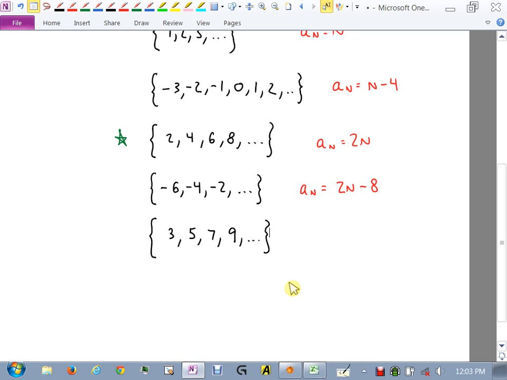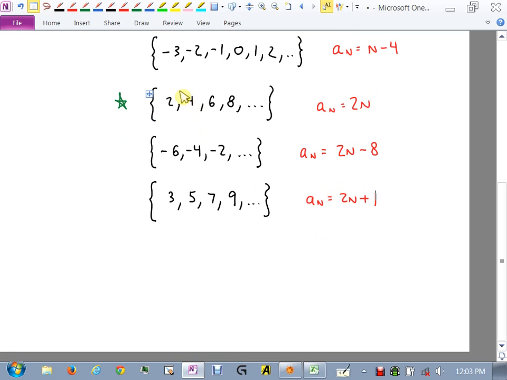2n plus 1. Those are the odds, right? Starting at 3. The odds are always 1 more than the evens. So we use the same formula that we use for the evens. In this case, we just add 1 because we want to start with the evens, which is what? 2. And then we want to get to 3, so just add 1.